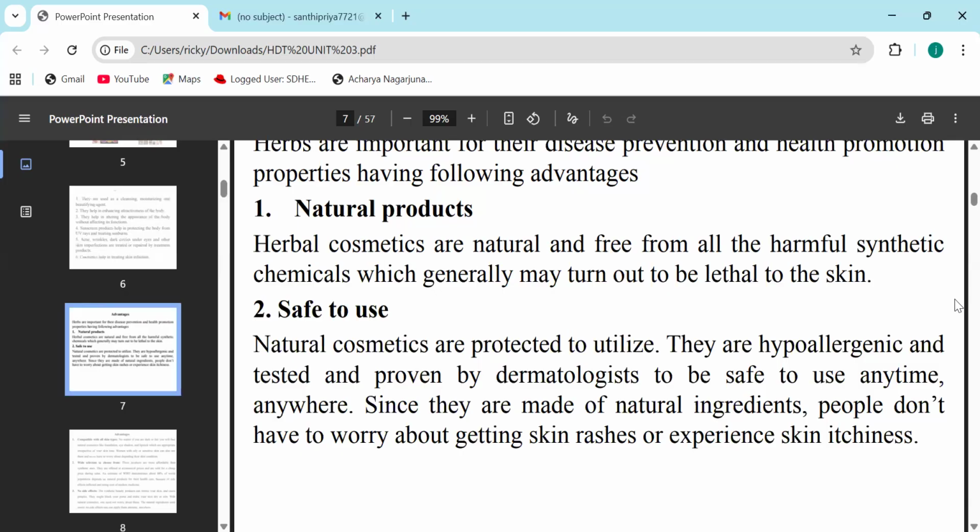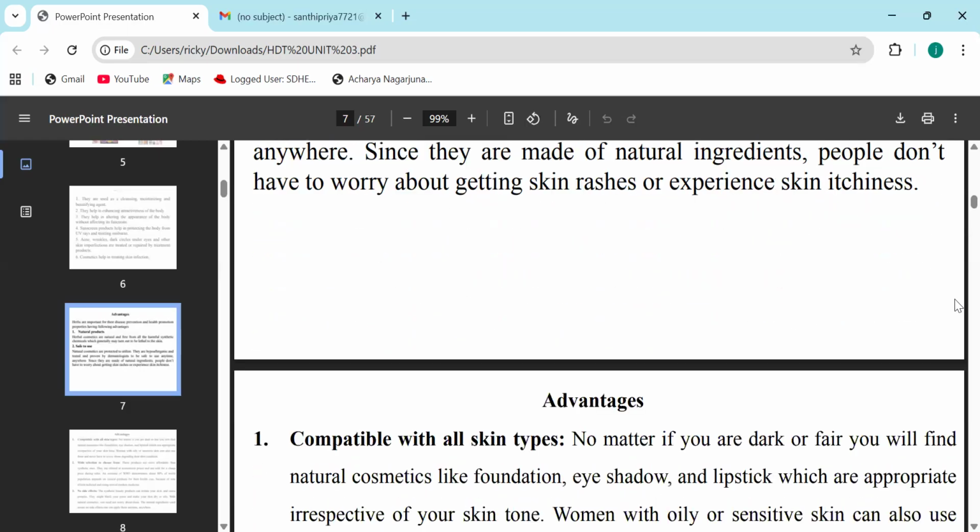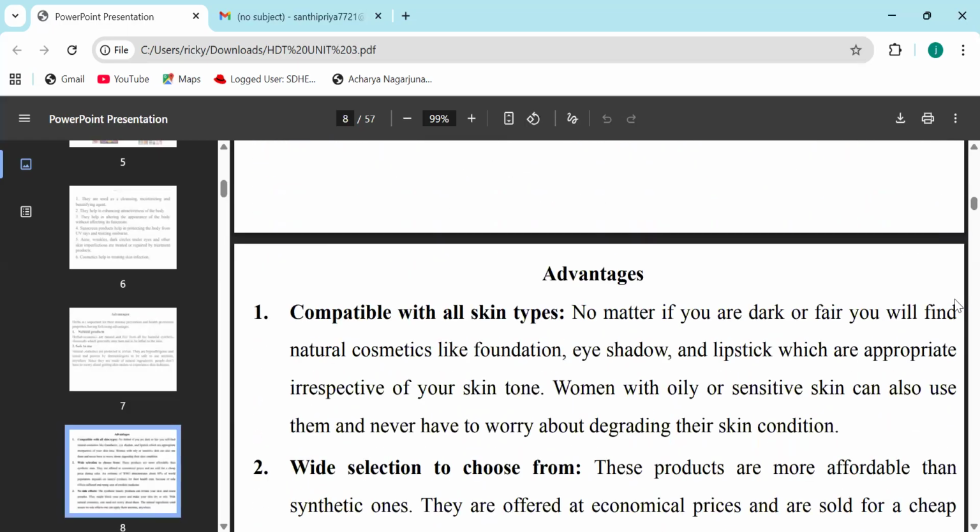And the second one is safe to use. Herbal cosmetics are safe for skin care and for any other body parts, internal or external. Natural cosmetics are safe to utilize. They are hypoallergenic and tested and proven by dermatologists to be safe to use anytime, anywhere. Since they are made of natural ingredients, people do not have to worry about getting skin rashes or experiencing skin itchiness. And it's compatible with all skin types.